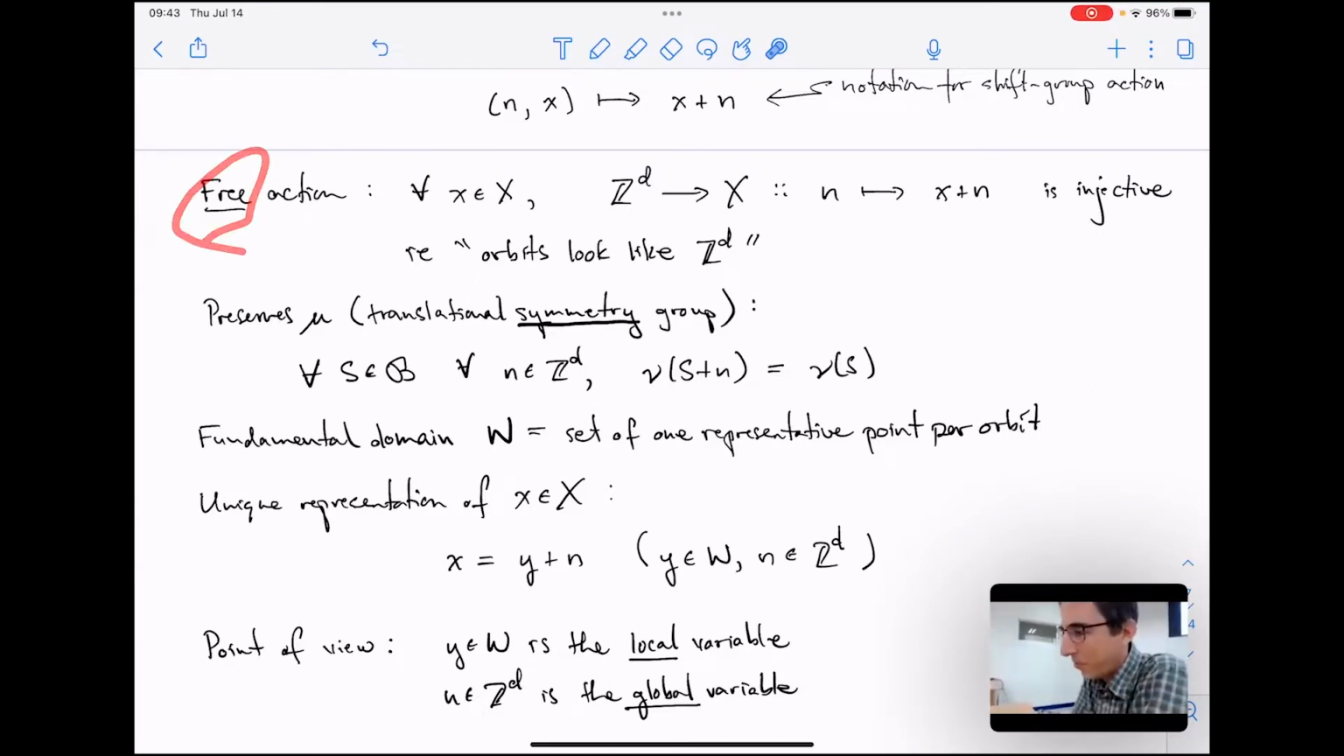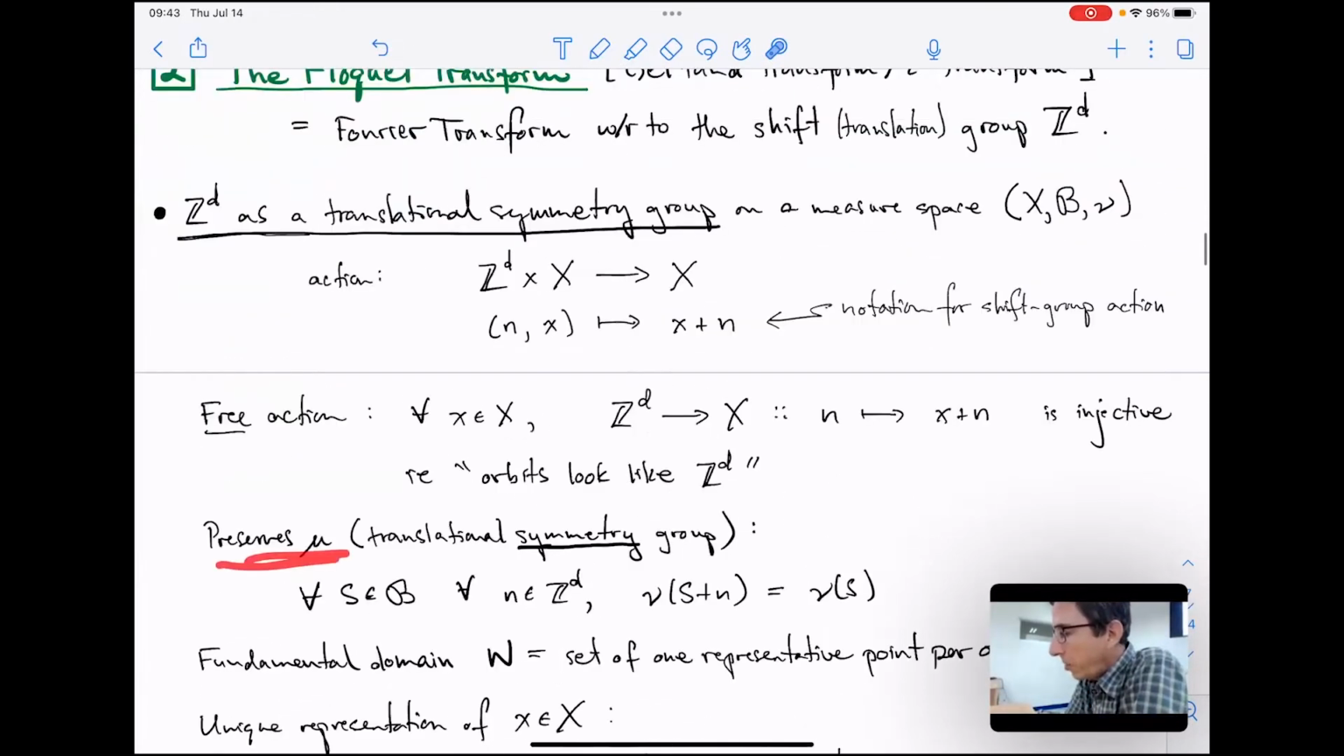That's what free means. Now, what's important here is that the shifts preserve the measure. Now, I should have called it nu, not mu. So that's nu. Okay, the shifts will preserve the measure. Just means if I take all of the X's in the space and I shift them by this group action, the measure.